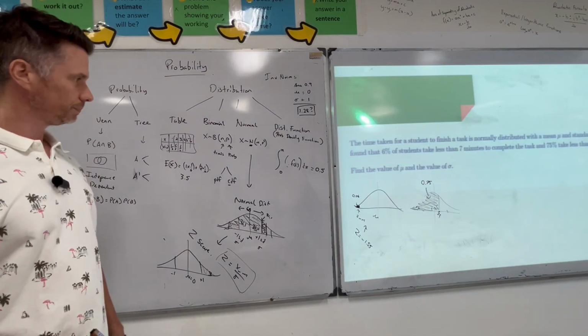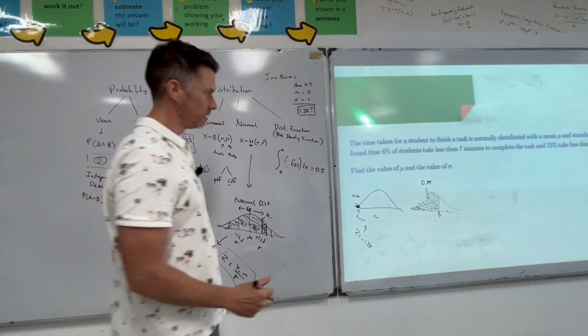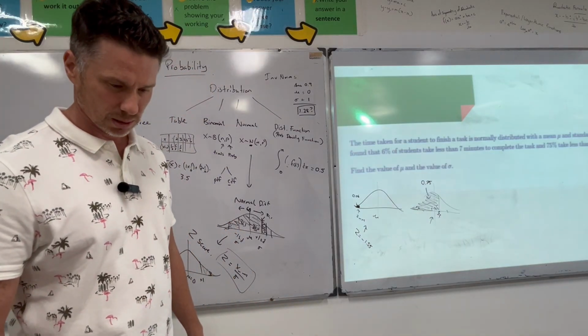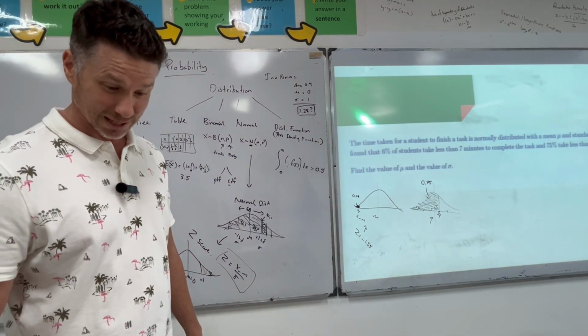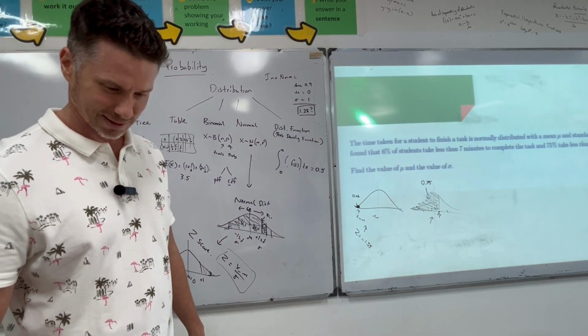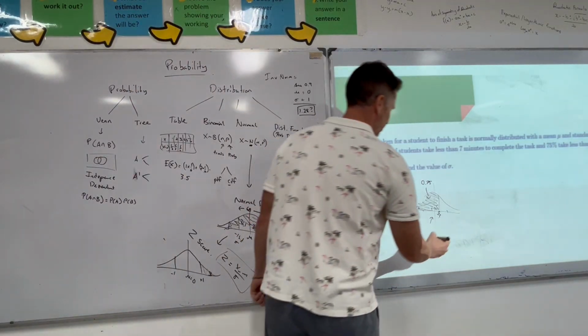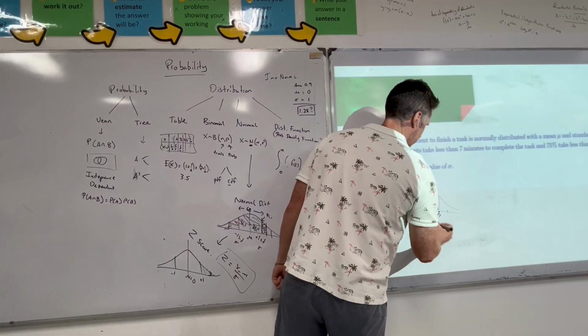And you'll get a z-score here as well, which we predicted would be 0.67. We know it. It's 0.67. Yes, 0.67. So the z-score here is 0.67.